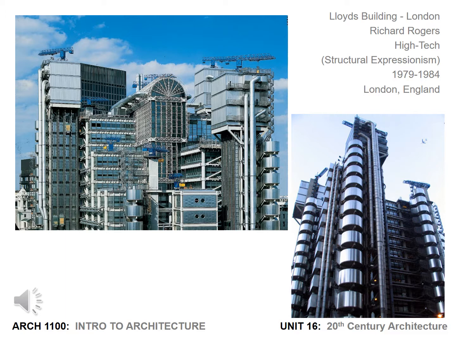This building is a good example, the Lloyd's Building in London by Richard Rogers, which was designed between 1979 and 1984. In this building, it essentially has the aesthetic of a large machine. And the primary aesthetic feature of the building is the structural system, which has been expressed on the exterior, as well as the mechanical systems, which are expressed on the exterior, and expressed as the primary aesthetic or formal feature of the architecture.